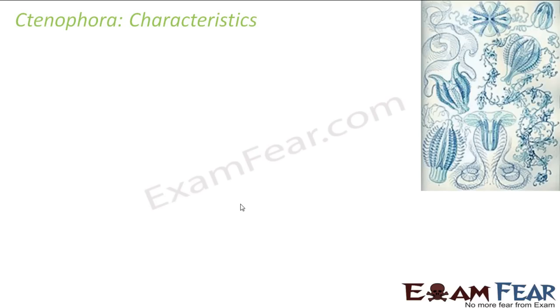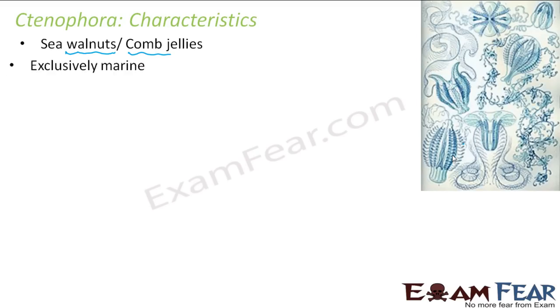So most of the characteristics here are similar. Because of their appearance, they are known as sea walnuts or comb jellies. You all know how walnuts look, right? So if you look at this picture, this resembles a walnut. And why are they called comb jellies? Because of the presence of this comb-like structure. You see, in a comb you have so many multiple teeth, right? So similarly here you have those comb-like structures, and that is why they are known as comb jellies.